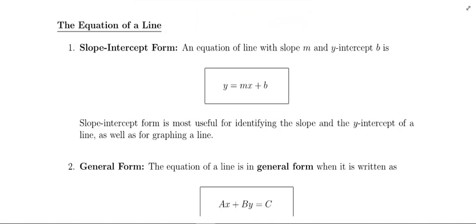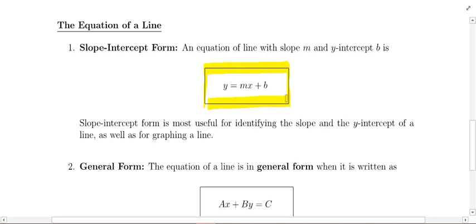So the most popular way that you might see the equation of a line is in something called slope-intercept form. If you look in the box, that's this format. If you see an equation that has the format y equals mx plus b, that is what's known as slope-intercept form. When you look at this particular equation, x and y are variables, but m and b have meaning. m is the slope of the line, and b is the y-intercept of the line.